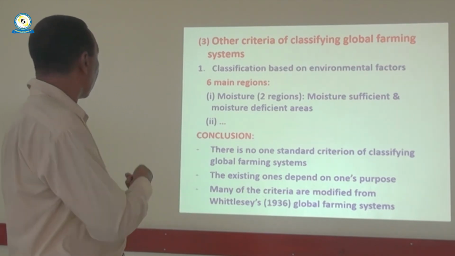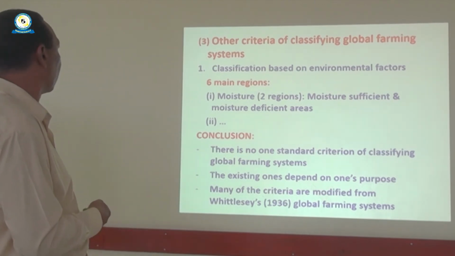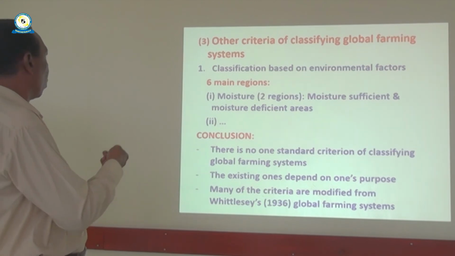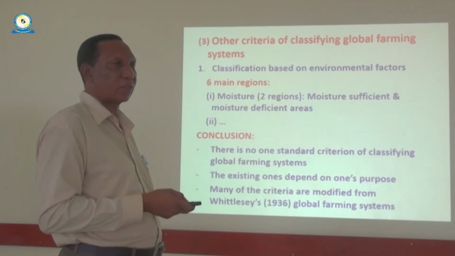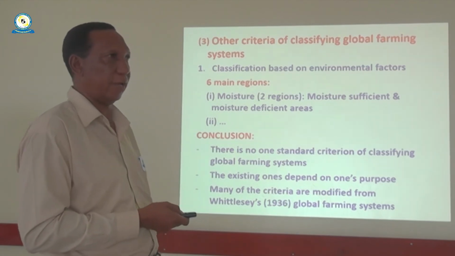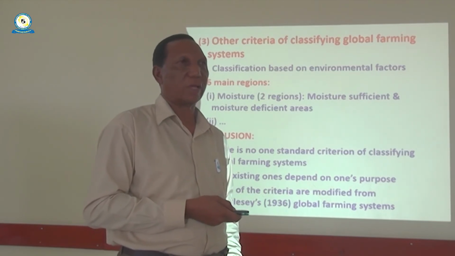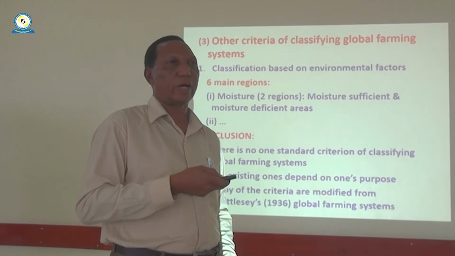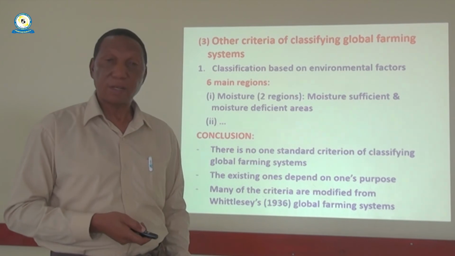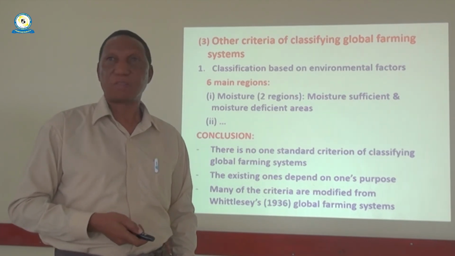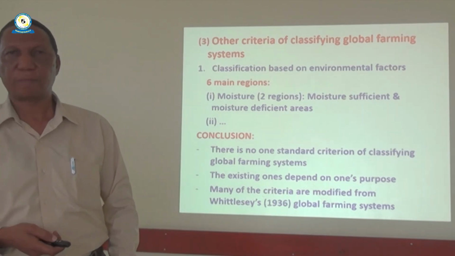But there are also other criteria of classifying global farming systems. Some decide to classify according to environmental factors. I think this is the oldest way of classifying agricultural systems because, though we are always saying environmental determinism is overtaken by time, still environmental determinism, particularly in developing countries, still has influence.